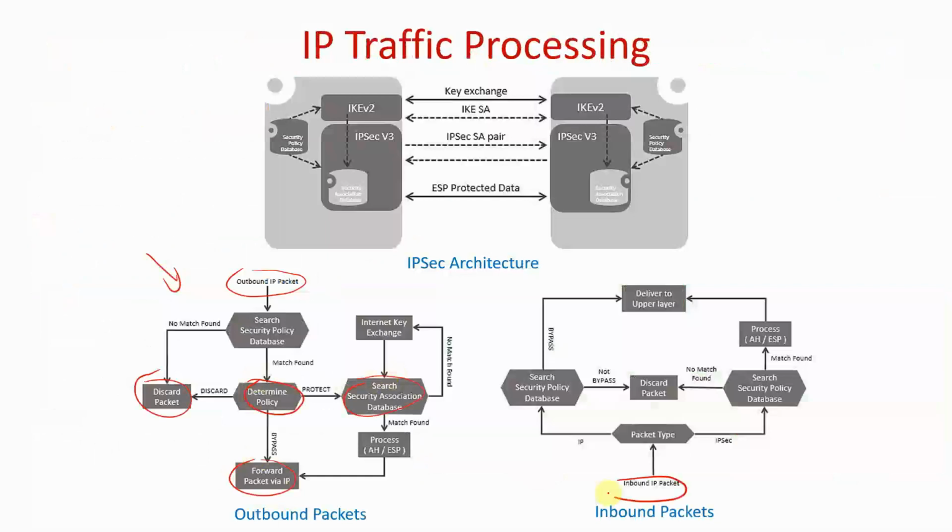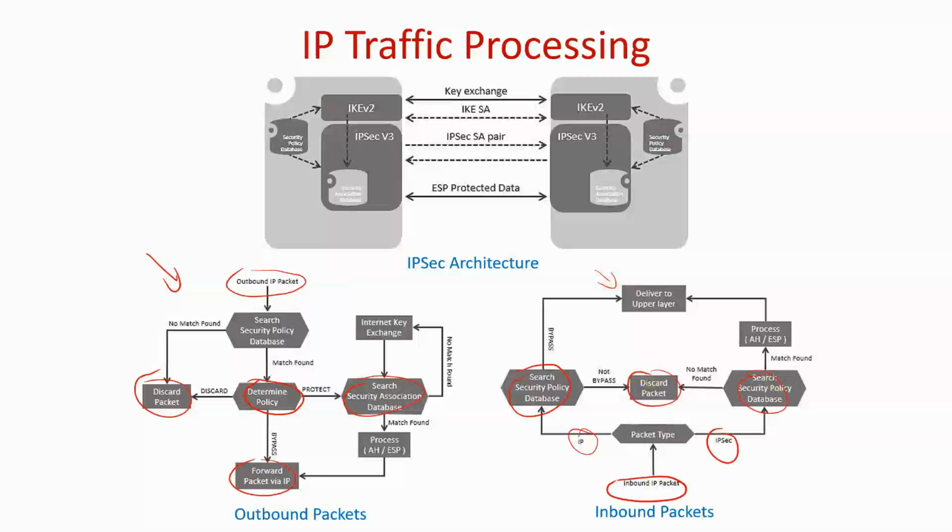For the inbound packets, once you receive a packet, if it is a normal IP packet, meaning that it is not protected by IP security, you will search the security policy database to see what should be done with it. If there is an entry, then according to this entry, you will basically figure out if the entry is bypassed, then you deliver to the upper layer. If not bypassed, then you have to discard the packet. Meaning that if you don't manually or intentionally insert an entry that says bypass the packet, then you will have to discard the packet.